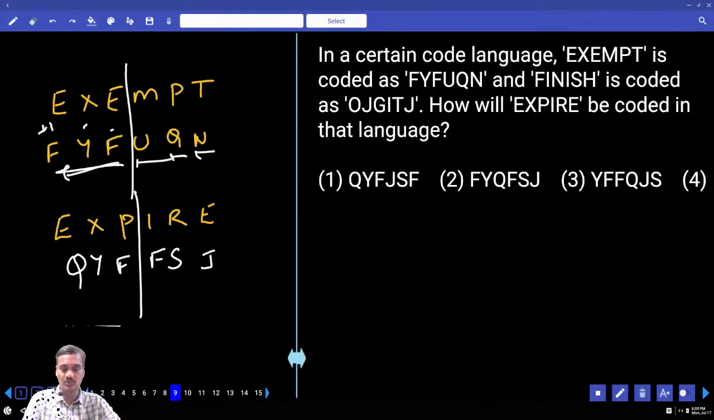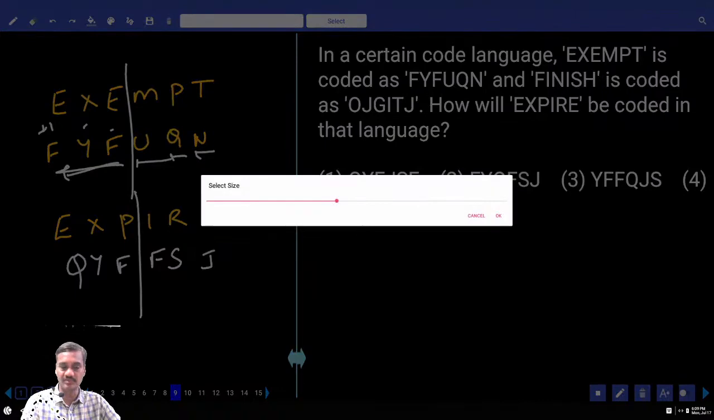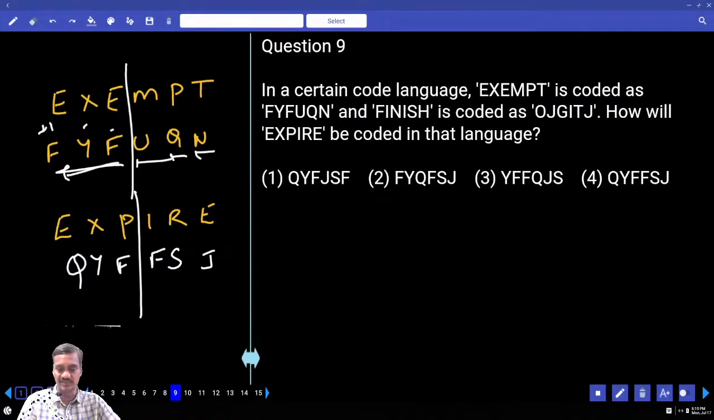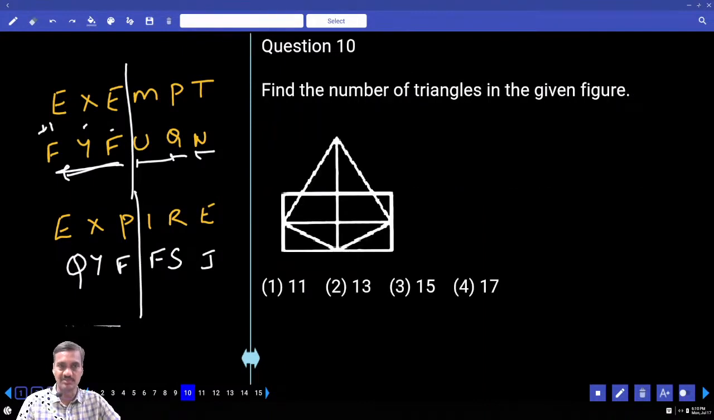And what is your answer? Q, Y, F, F, S, J. And that is given in choice 4. Q, Y, F, F, S, J. Choice 4, question number 9.